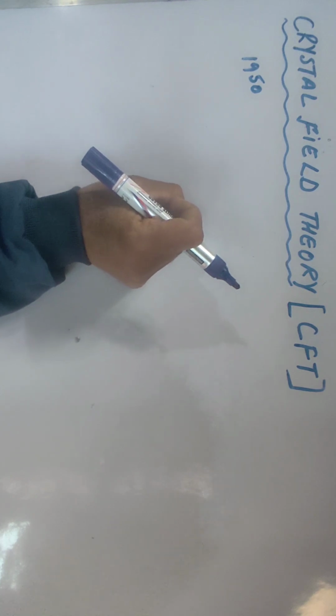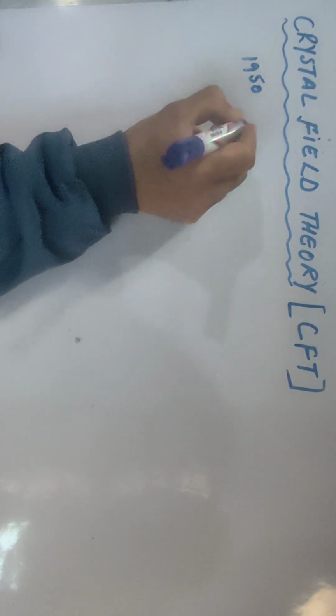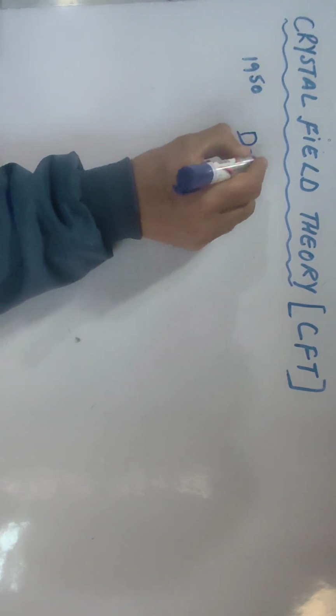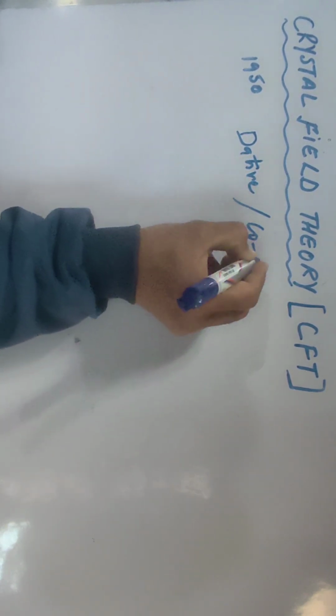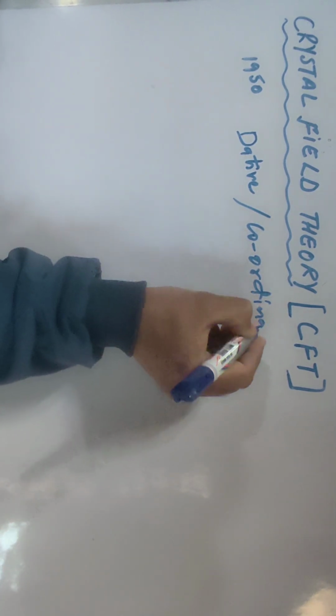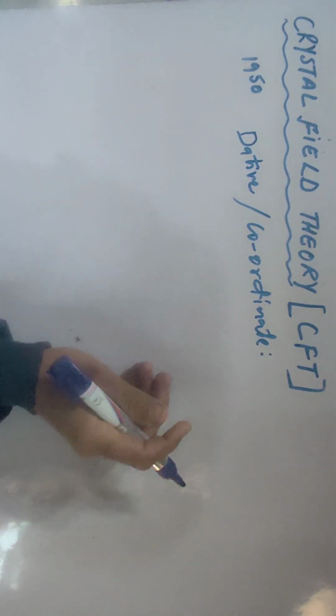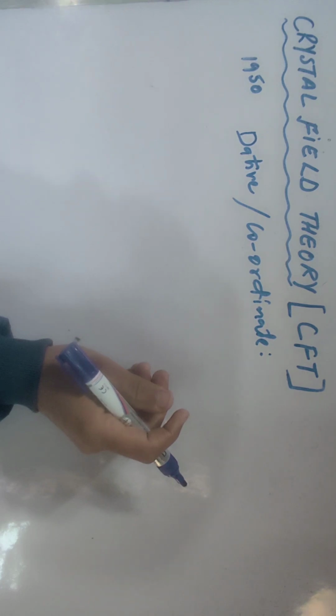1950. So no doubt valence bond theory has given us the concept that the metal ligand bond is purely covalent. That's the bond between the metal and ligand is dative or coordinate bond. But according to this crystal field theory, the bond between the ligand and the metal atom is purely ionic. That is, electrostatic attraction between the metal ion and the ligand.